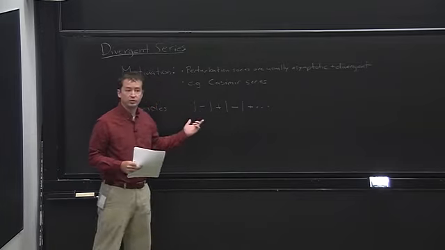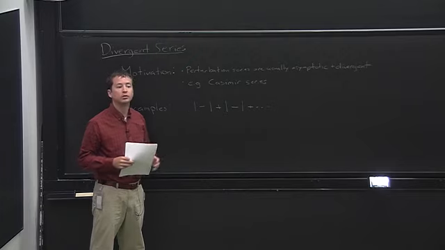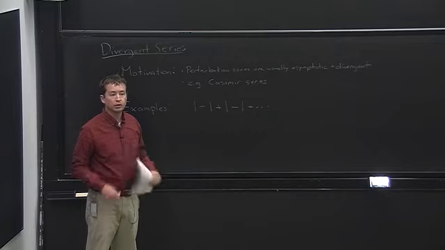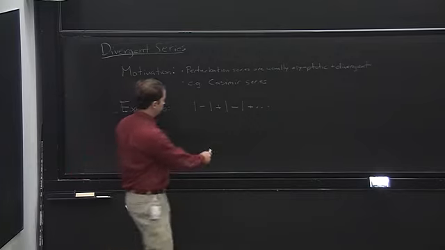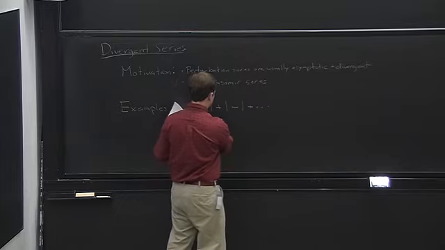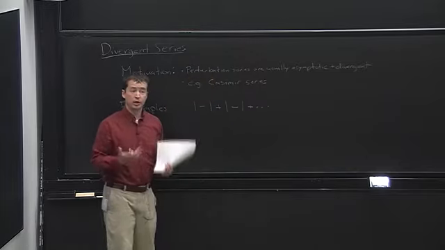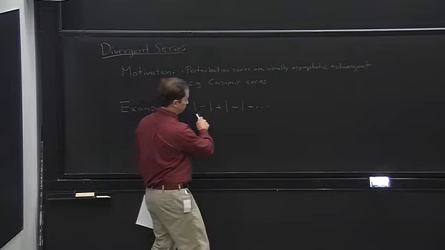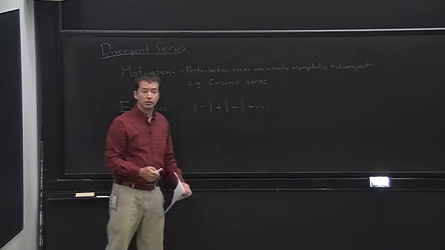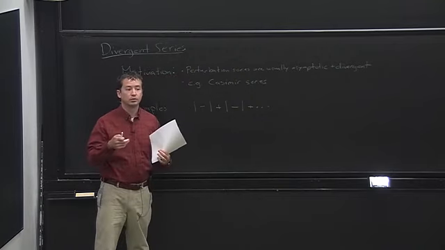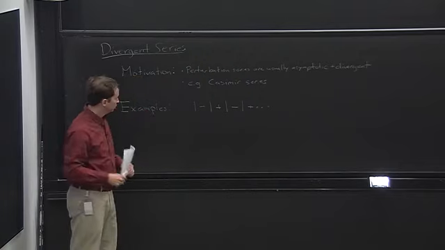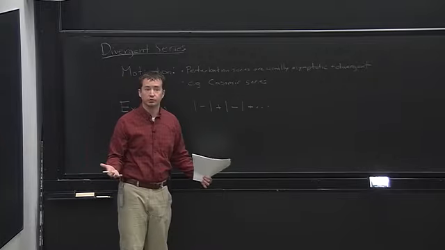So why is this a divergent series? It's not absolutely convergent. By a divergent series, I mean any series that's not convergent. This series doesn't converge because its partial sums oscillate between 1 and 0. So it doesn't converge, therefore it's divergent.